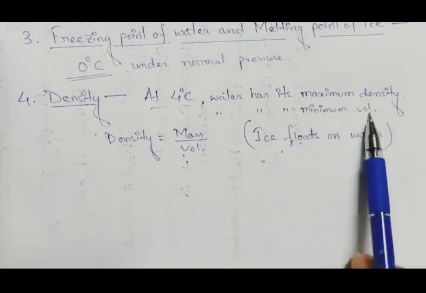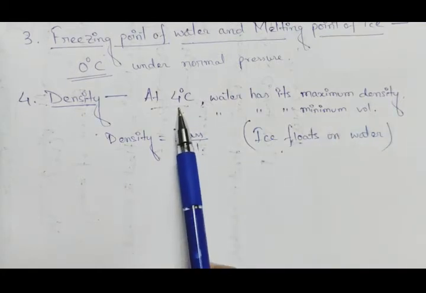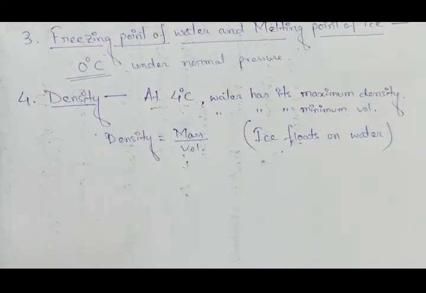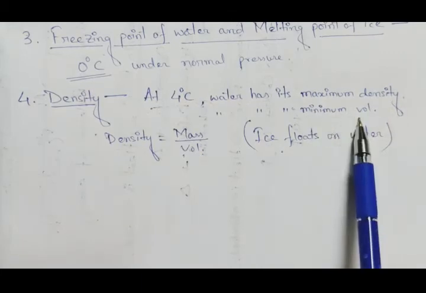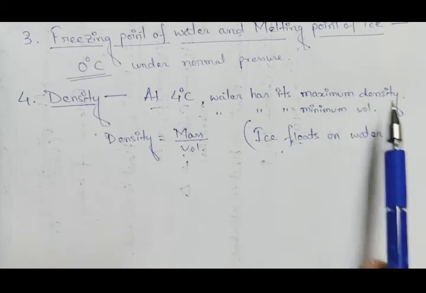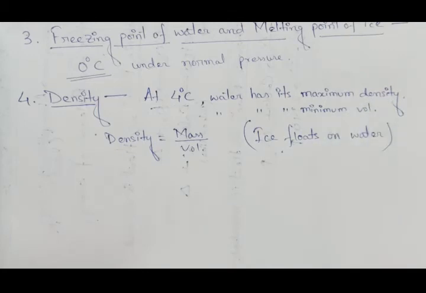Okay, this minimum volume is only in the case of 4 degrees, but if we decrease the temperature further, then what will happen? This volume will start increasing and density will start decreasing. Due to the decrease in density and increase in volume, ice floats on water. Clear?